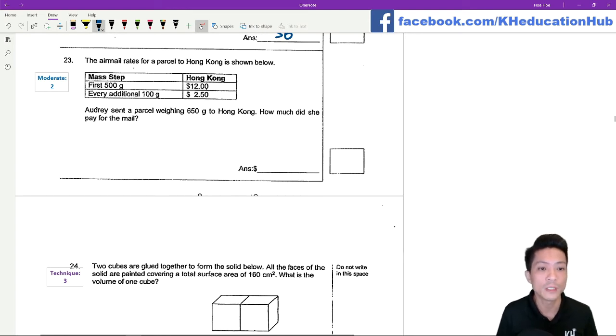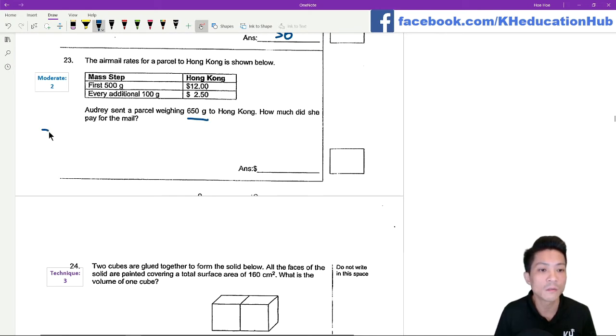Question 23. Airmail rates for a parcel to Hong Kong is shown below. Mass step for the first 500 grams, it is $12, and every additional 100 grams, it will be $2.50. She sent a parcel weighing 650 grams to Hong Kong. How much did she pay for the mail?